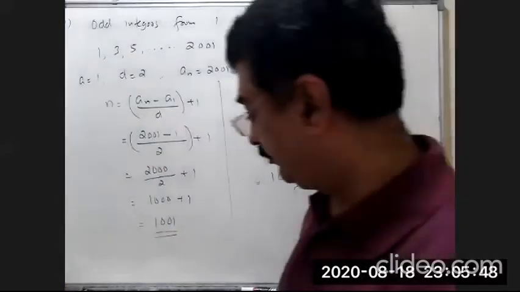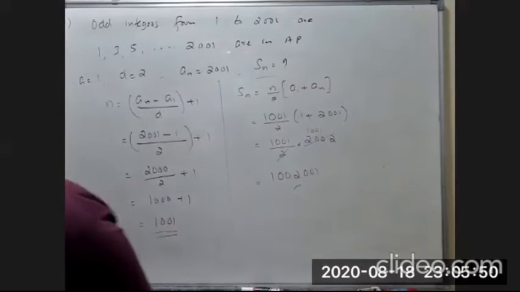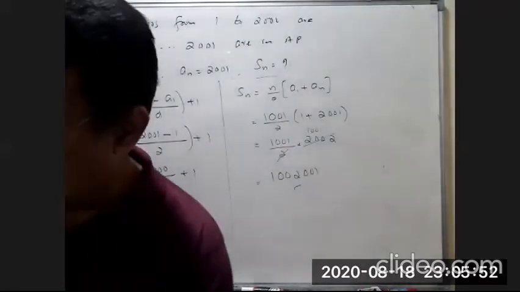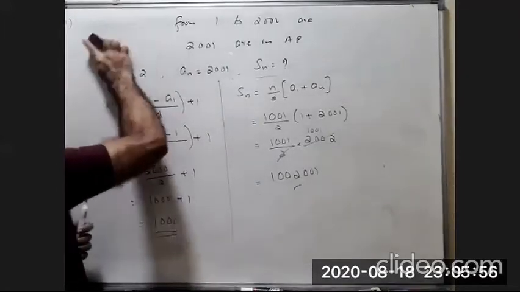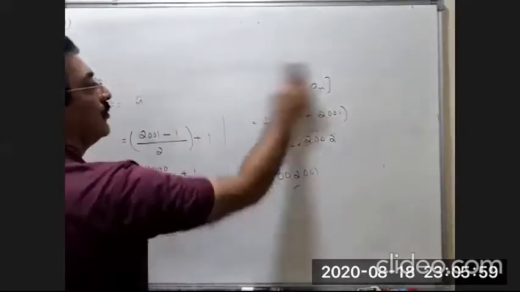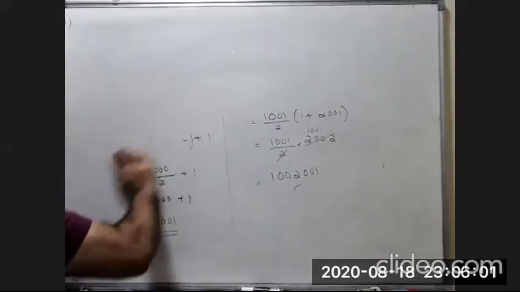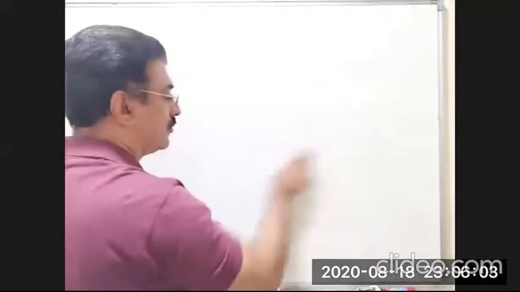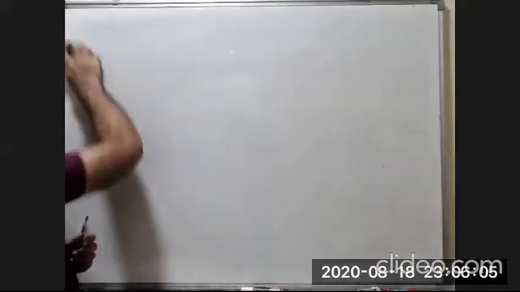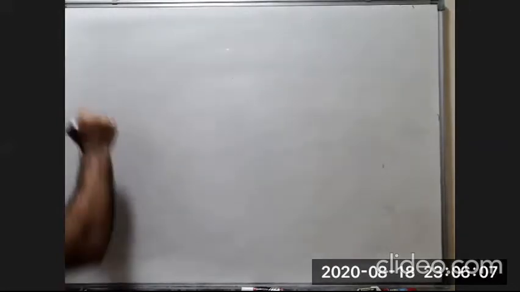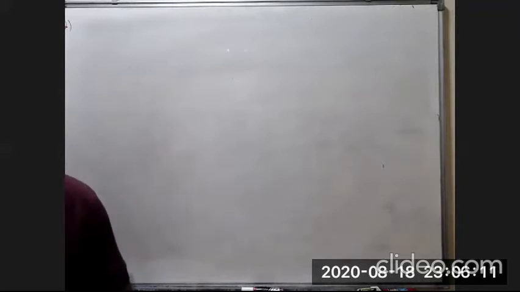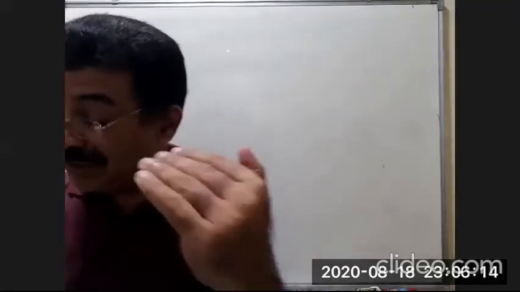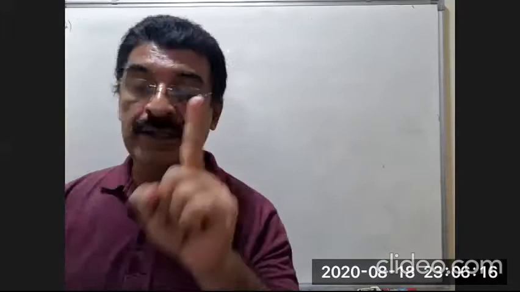Next one. Question number 2. Find the sum of all natural numbers lying between 100 and 1000, which are multiples of 5.